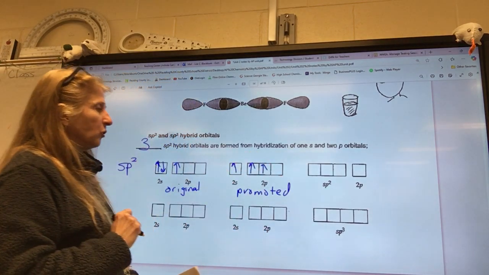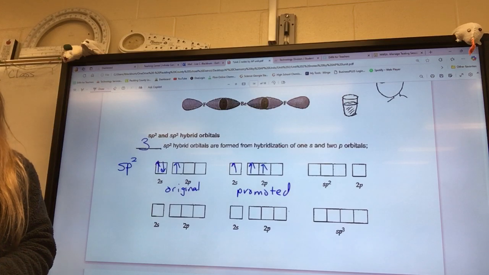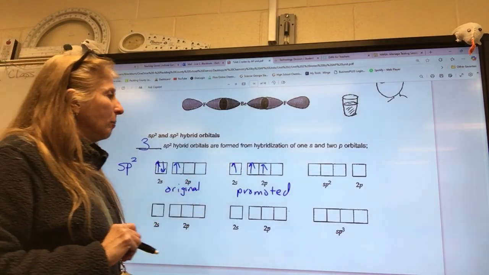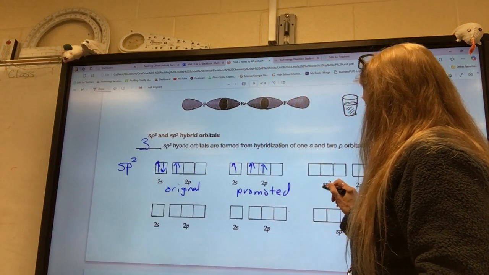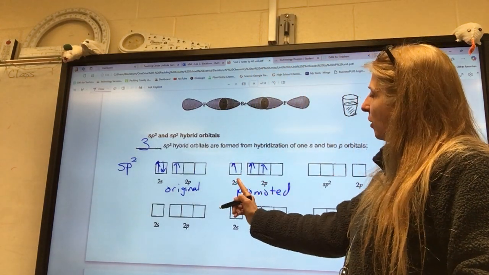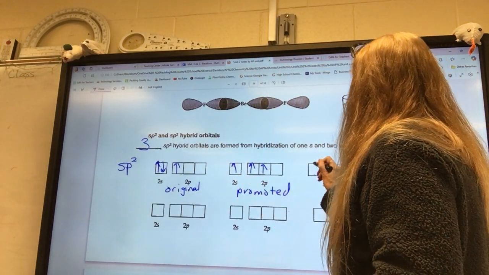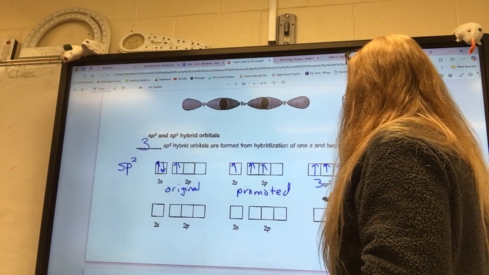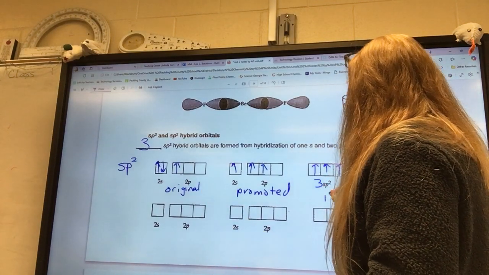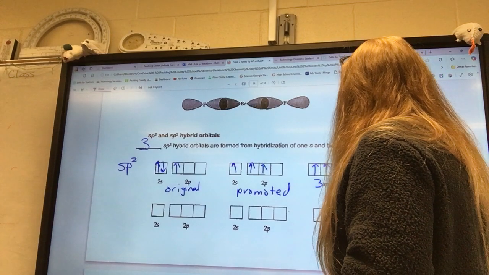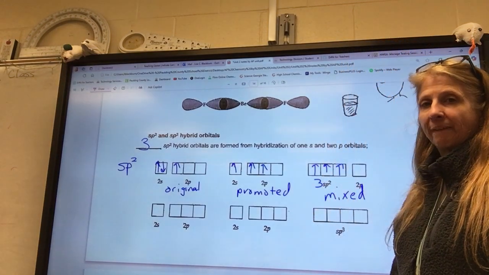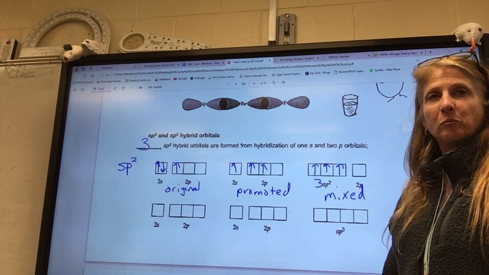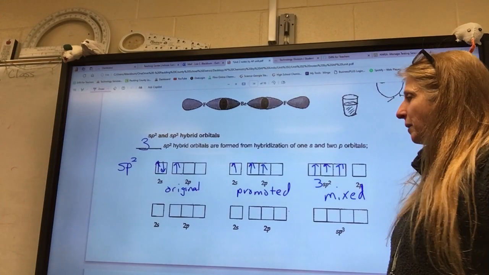How many bonds can this one make? It can make 3. Do you see how 3 only have 1 arrow in it? But then we mix them, and they are called SP2s because we mixed 1 S and 2 Ps, and we have 3 SP2s, and this is our mix. The more you do it, and the more you look at the little pictures, the more it'll make sense.